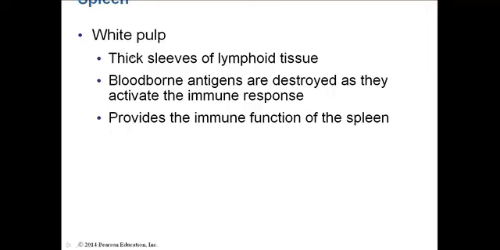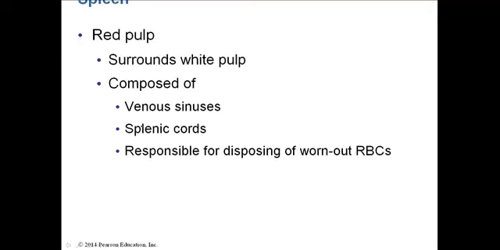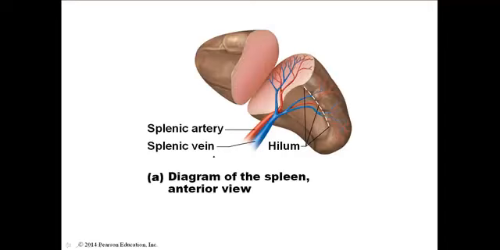There's white pulp, which is thick sleeves of lymphoid tissue. Antigens are destroyed as they activate the immune system, provides immune function in the spleen, and then the red pulp is for the blood deposition, or the part that takes care of the red blood cells that are worn out.